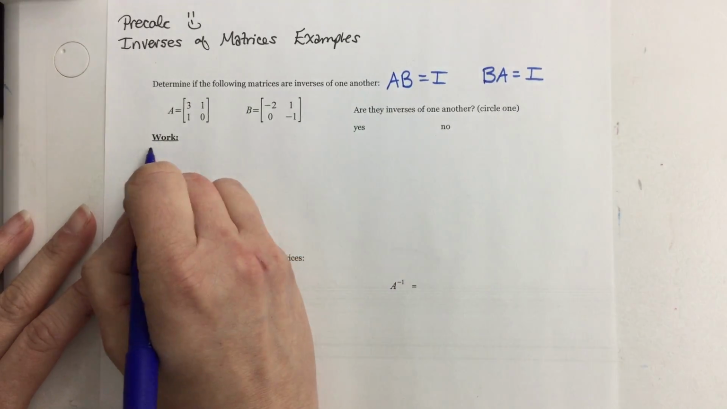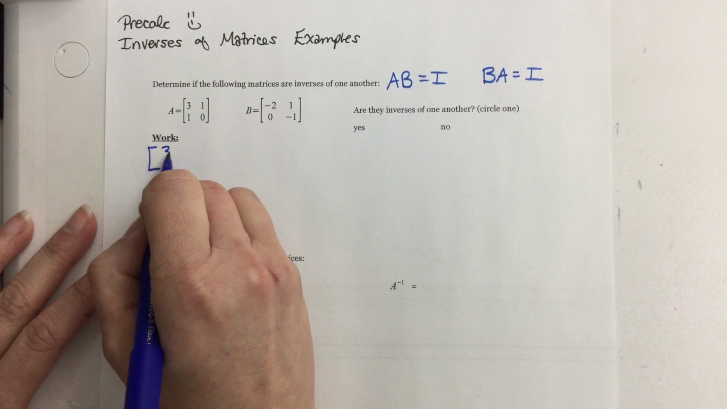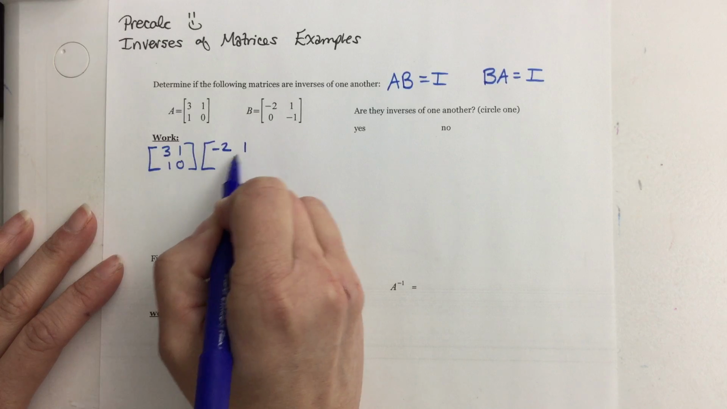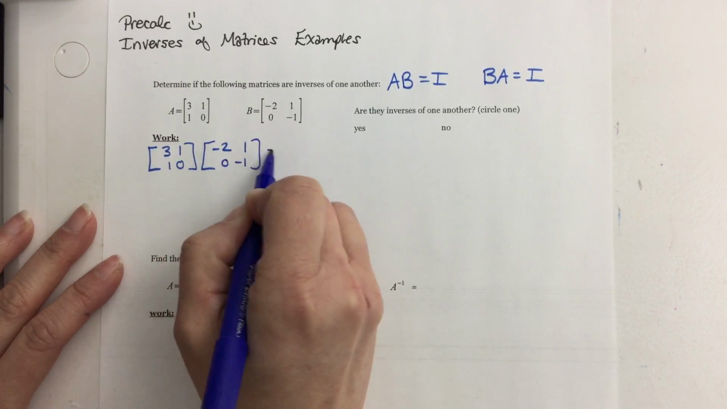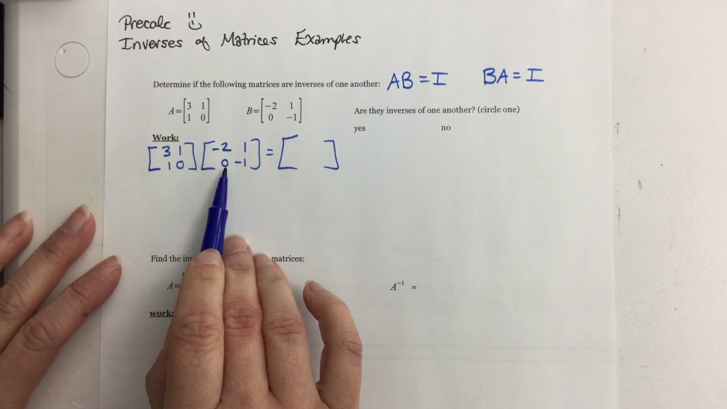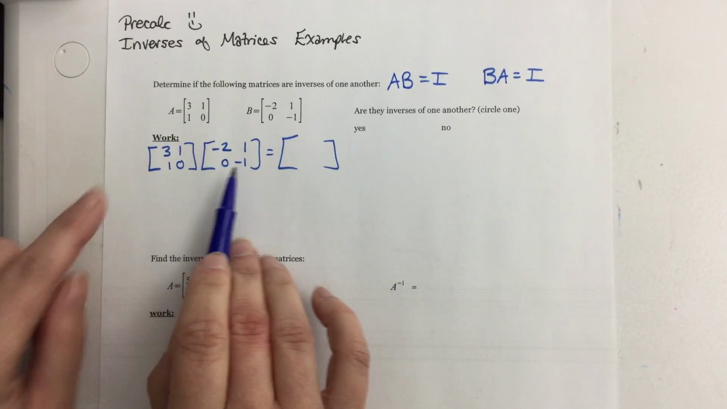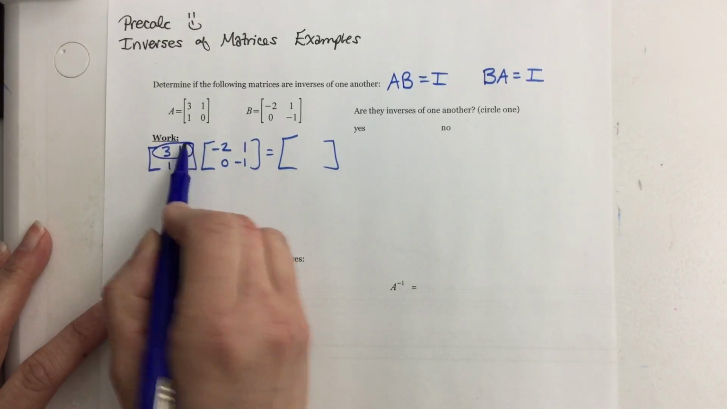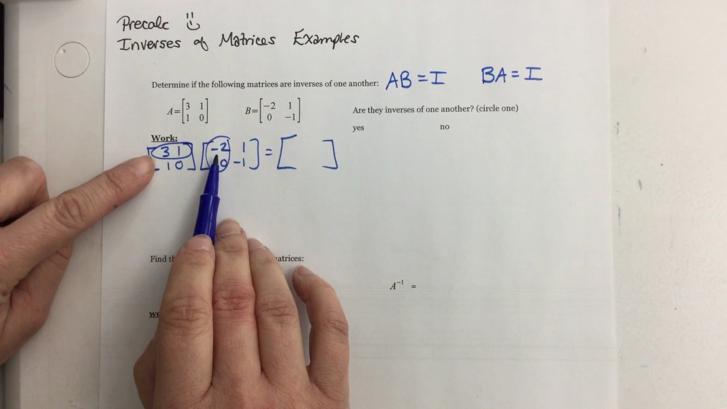Okay, so we're going to go ahead and take A, 3, 1, 1, 0, times B, negative 2, 1, 0, negative 1. Okay, I will get a 2 by 2 because this is a 2 by 2 and this is a 2 by 2. The 2's in the middle would match and the 2's on the outsides would tell you the dimensions for this matrix. Let's go ahead and multiply.